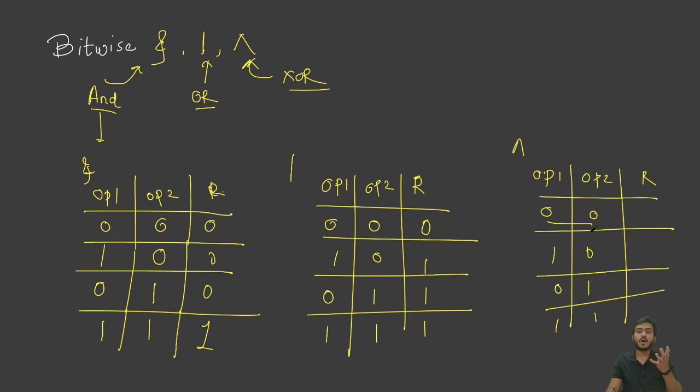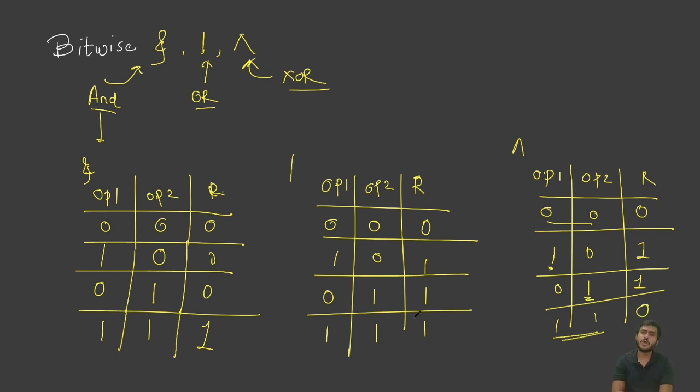So in this case, not a single operand is 1, that's why the output is going to be 0. In this case, one operand, that is operand 1, is 1, that's why the output is going to be 1. In this case, operand 2 is 1, so the output is going to be 1. In this case, both the operands are 1, but what this operator wants is just a single operand from them to be 1, not both of them. So that's why in this case the output is going to be 0.